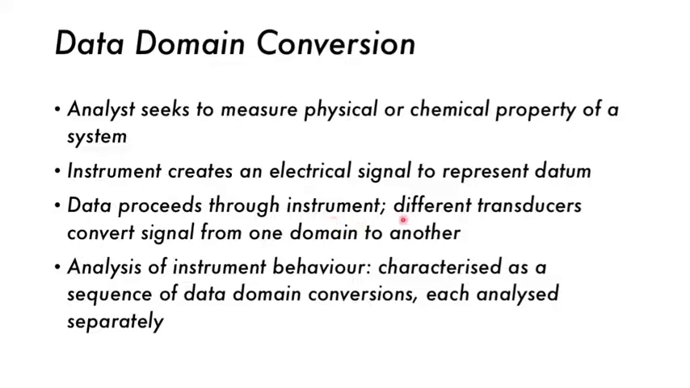Data proceeds through the instrument. Different transducers convert signal from one domain to another. We saw a flow chart of that before. So we saw it going from current to voltage through Ohm's law, or from voltage to current through Ohm's law. Analysis of the instrument behavior is characterized as a sequence of data domain conversions, each analyzed separately. So if something goes wrong with the instrument, you have to look at each one of the data domain conversions.